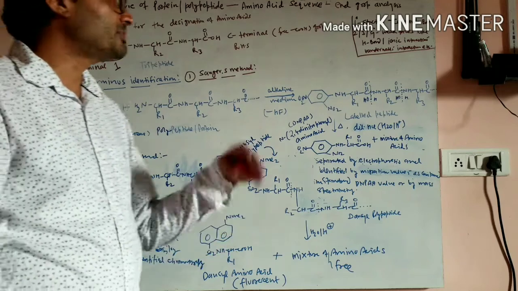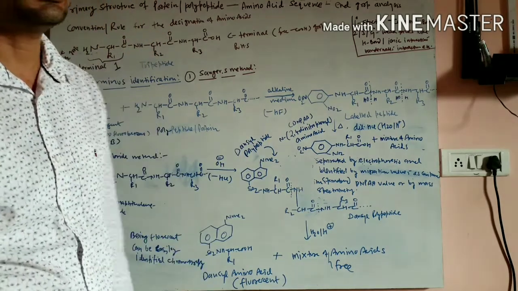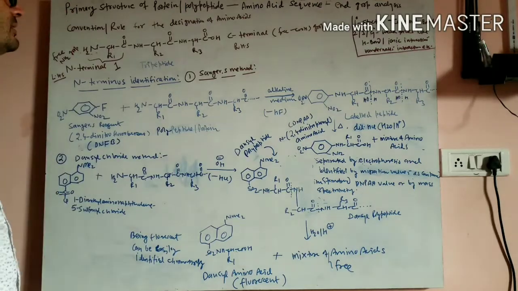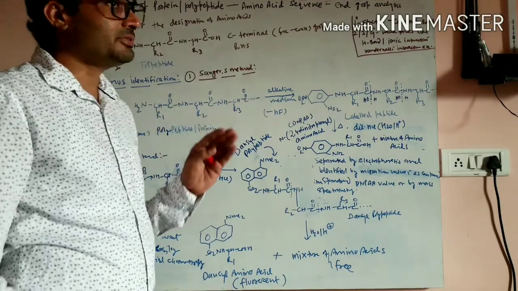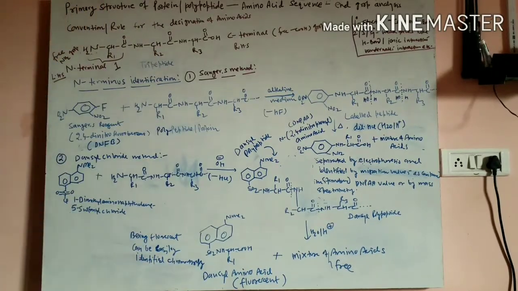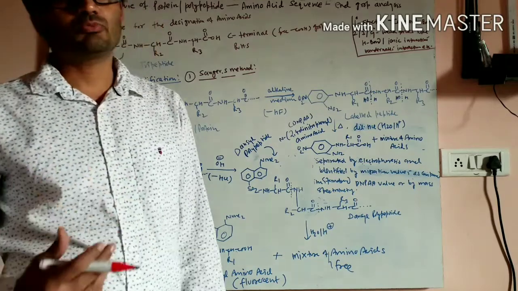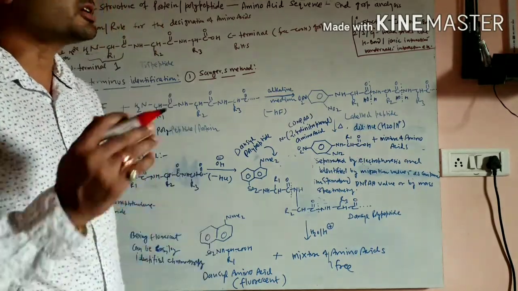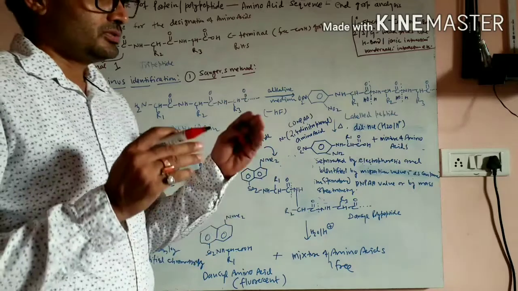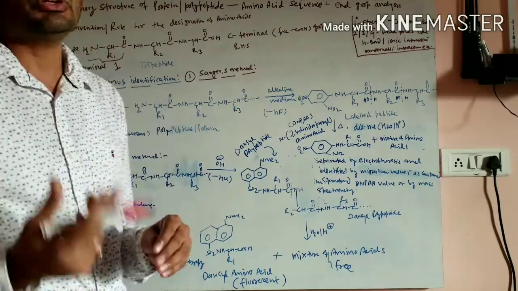That is primary structure, secondary structure, tertiary structure, and quaternary structure. Okay. Now here we are going to discuss the primary structure of proteins, that is polypeptides. So what actually is the primary structure of protein? Primary structure means the study of the covalent bonds present in the molecule.